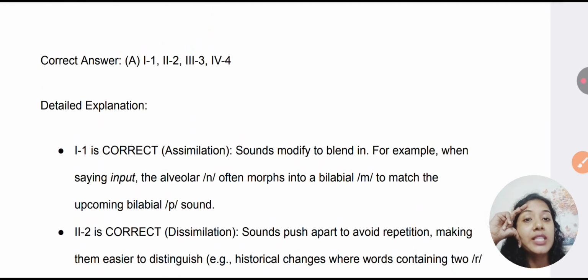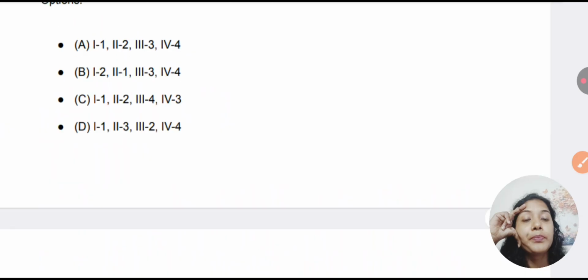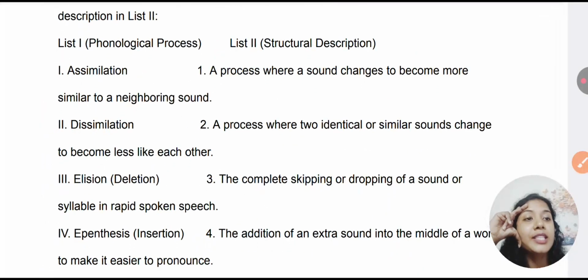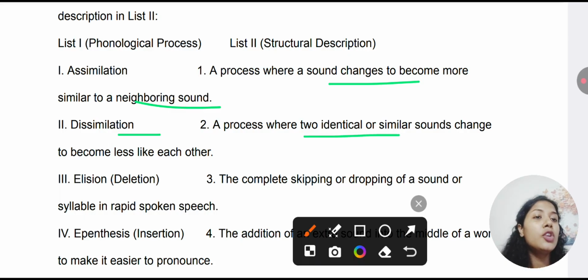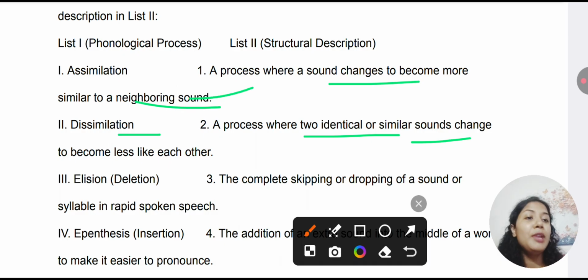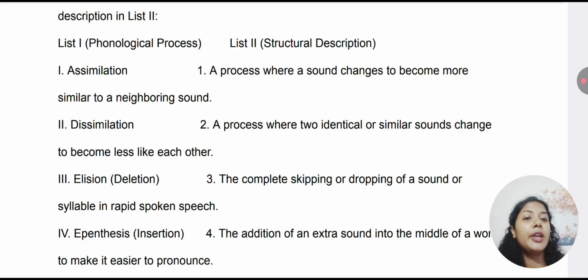So assimilation, you can match. Assimilation is a process where a sound changes to become more similar to the neighboring sound. Okay, neighboring sound. Dissimilation, we will see the example. A process where two identical or similar sounds change to become less like each other. ये सिमिलर बनना है, इसको लेस बनना है.